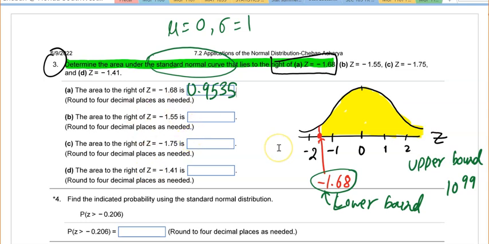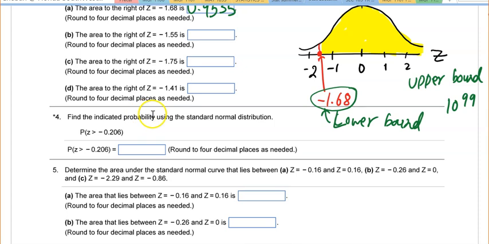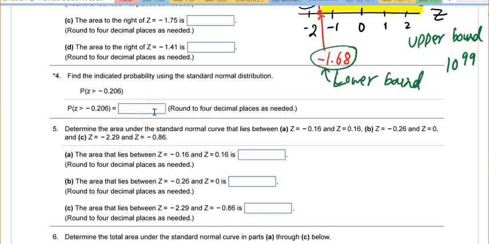Okay, if you like, you can make a graph and you can just finish yourself. Okay, question number 4, slightly different. Find the indicated probability using the standard normal distribution.